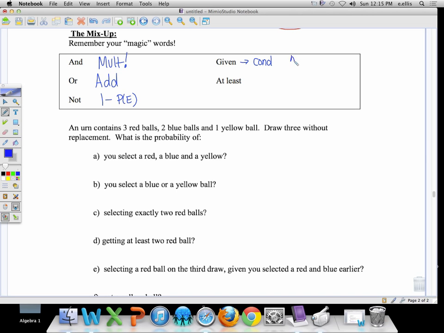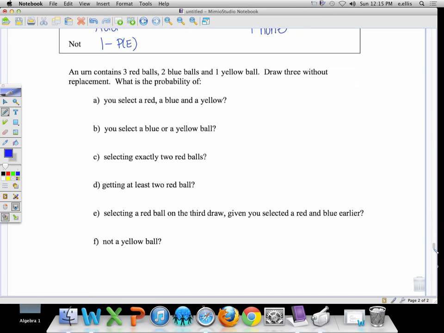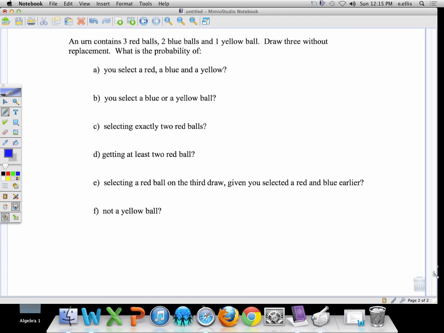Given clues you in that you are doing a conditional probability. You do your and over the event of just A on the bottom. And at least, we change it into our 1 minus none phrasing. It's all about the words. If you can't understand what the question's asking, it's kind of hard to set it up. Make sure you are memorizing your magic words.